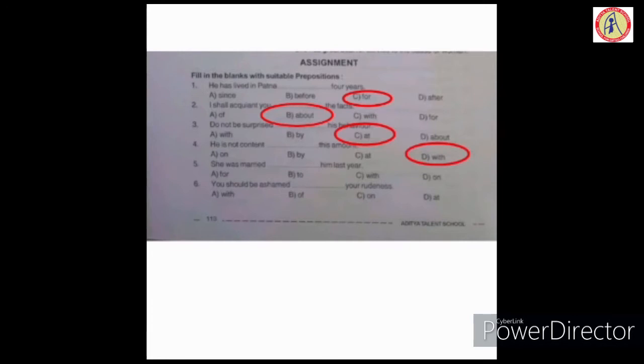She was married dash him last year. For, to, with, on. Now which one is the right one? Married follows with to. You should be ashamed dash your rudeness: of. Ashamed of. Next one. Turn your page. This is quite different dash that: to that, with that, from that, about that: from that.